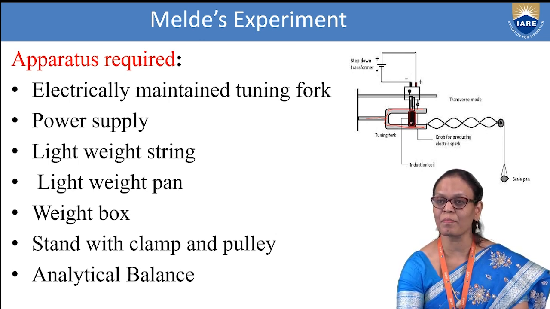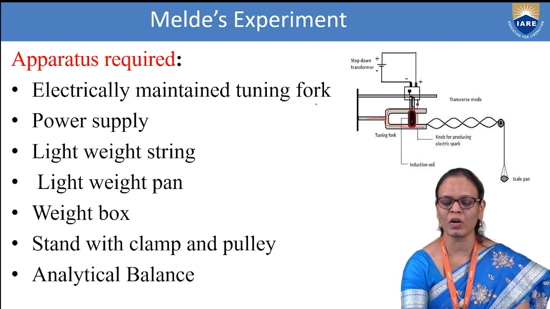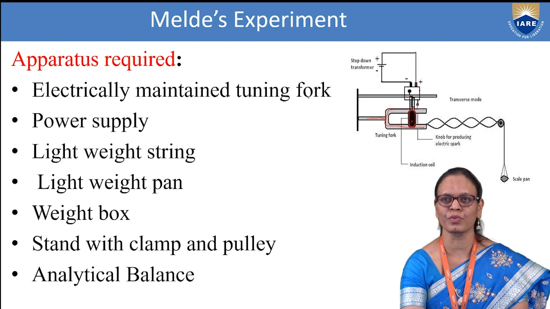We have an electromagnet here. This is the electromagnet with a contact screw and a power supply. So when we switch on the power supply and adjust the contact screw, because of this electromagnet, these prongs will start vibrating. So we call it an electrically maintained tuning fork.